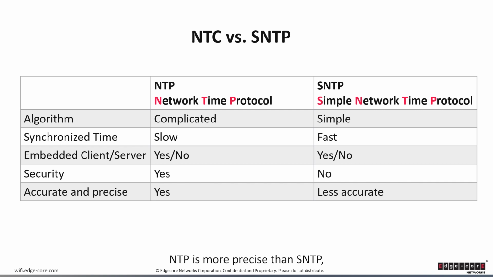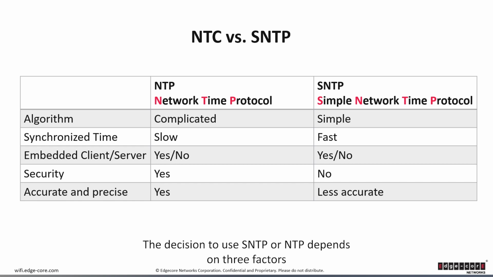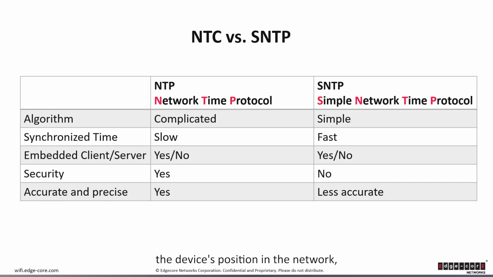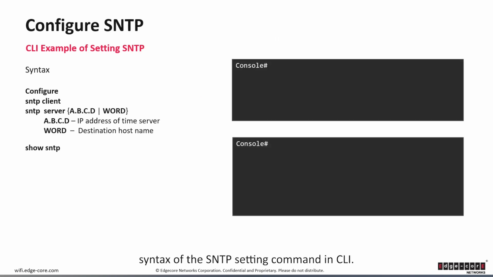NTP is more precise than SNTP, but SNTP is faster to synchronize. All series of Edgecore switches support both SNTP and NTP as clients. The decision to use SNTP or NTP depends on three factors: the device's position in the network, its memory capacity, and its accuracy requirement. This page shows the syntax of the SNTP setting command in CLI.